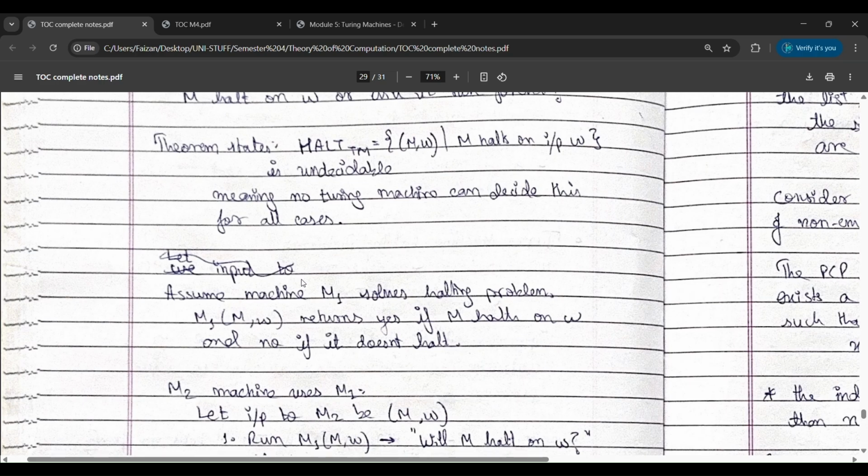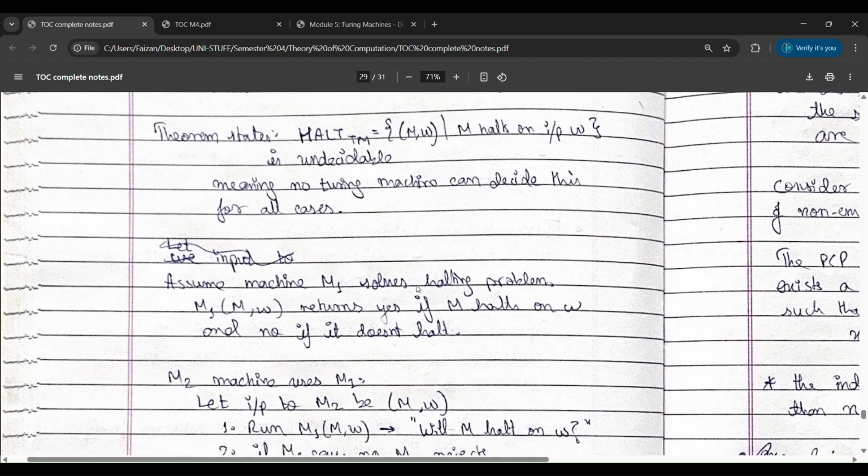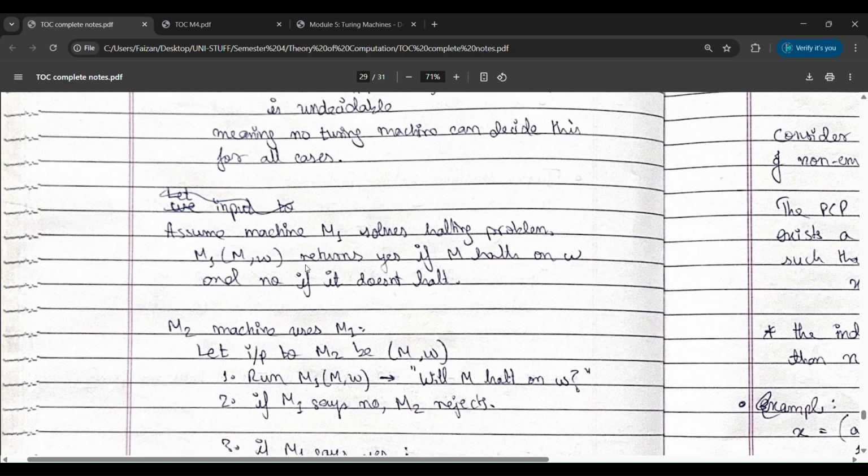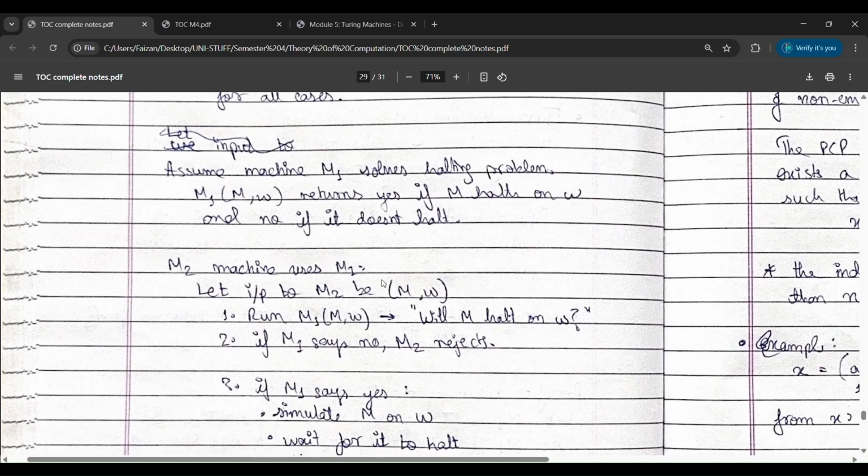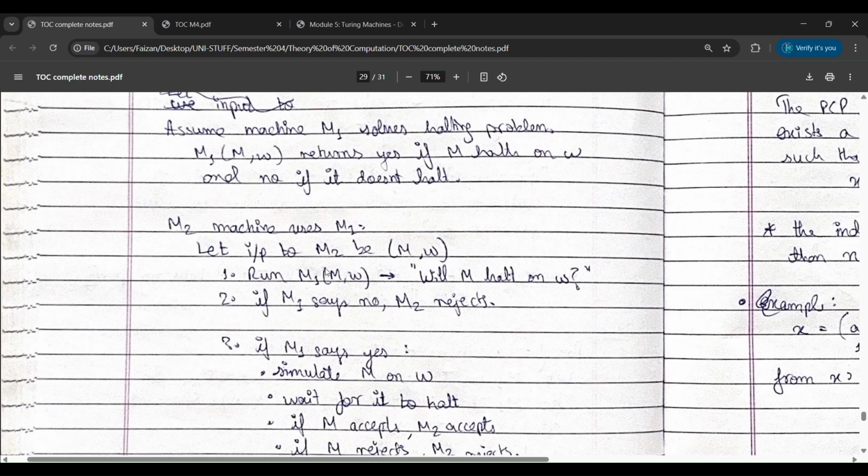What we are going to do is try to do that. For that we have created M1, and we are assuming that it solves the halting problem. You give M1 an input, and if it says yes, then M1 halts on W, and if it doesn't, then it keeps on going infinitely. Now you create another machine M2 which uses M1, and the input to M2 will also be the string that was given to M1. You run M1 on that string and you ask the question, will it halt?